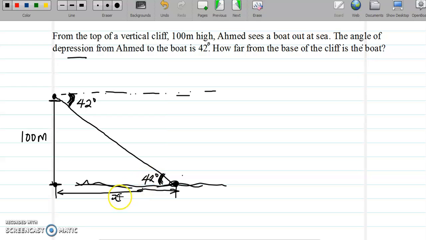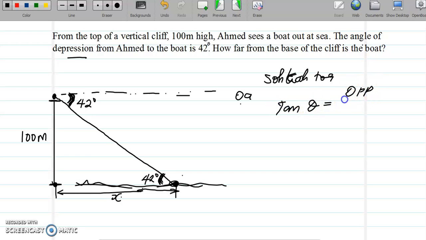Okay. Now for me to find here, let me bring down my soccer tool. Here I'll have this to be opposite. We have opposite and we have what? Adjacent. Okay. Opposite, adjacent, which still talks about tan. So that means that tan theta is what? Opposite over adjacent.